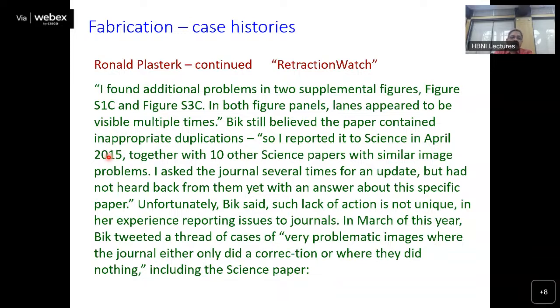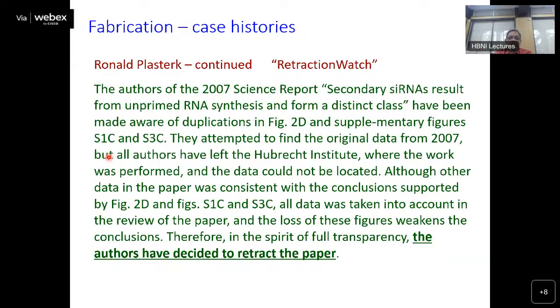So then the journal asked for the original data from the authors, but the authors very conveniently refused to give the original data, giving some explanation that they had lost the original data, and all the people who were connected with that experiment had left that institute, and the data could not be located. Finally there was nothing else the journal could do, and they had to force the authors to retract the paper. So that was the saving grace for the journal, because the journal did not have to remove the paper, but the authors themselves actually retracted their paper.